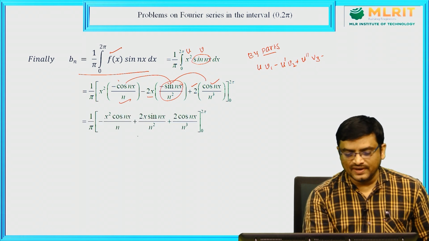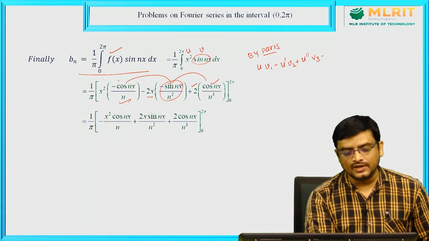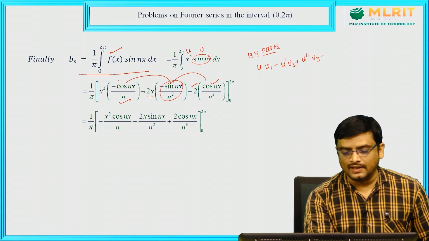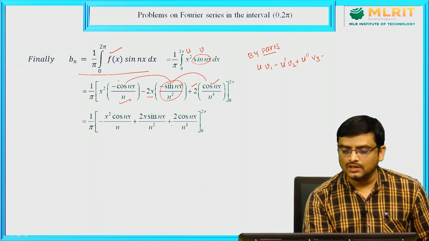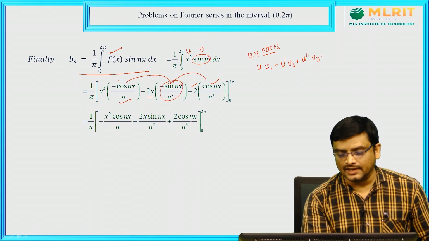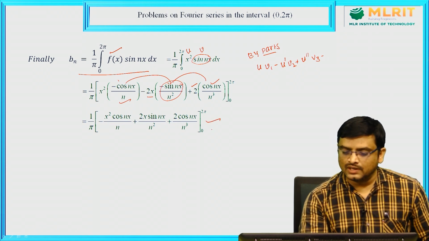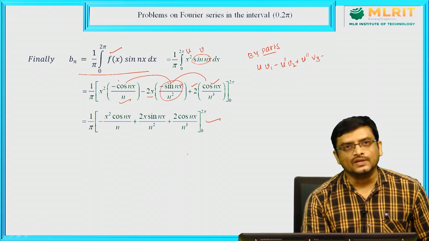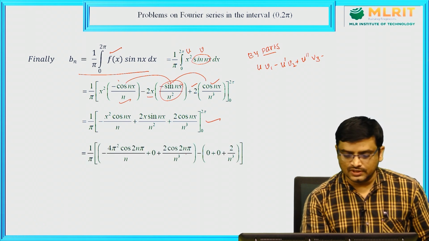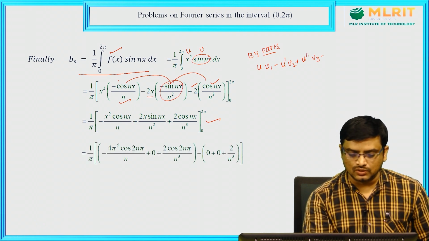Now simplify this, you will get minus x square cos nx by n plus, minus into minus becomes plus, 2x into sin nx by n square plus 2 into cos nx by n cube. Now we are ready to substitute the upper limit and lower limit in these values. So substitute x is equal to 2 pi.